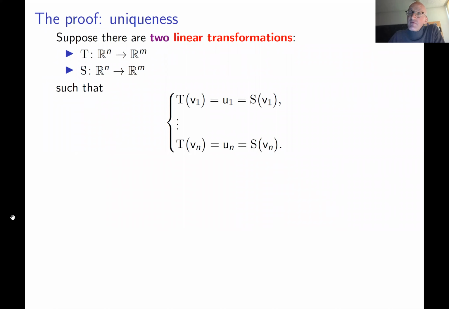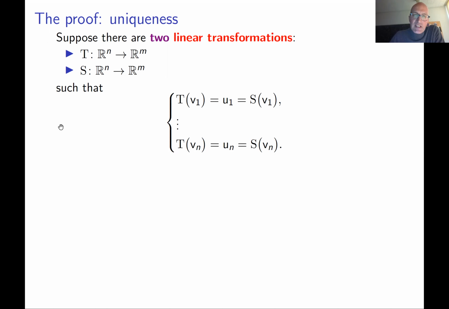Suppose we have two linear transformations from Rn to Rm. The first is called T, the second let us call S, such that the vectors of our basis v1 up to vn are mapped by both of these transformations to the same vectors u1 up to un. You have this set of equalities. T of v1 is u1, and S of v1 is u1. Similarly, T of v2 is u2, S of v2 is u2, and up to T of vn is un, S of vn is un.